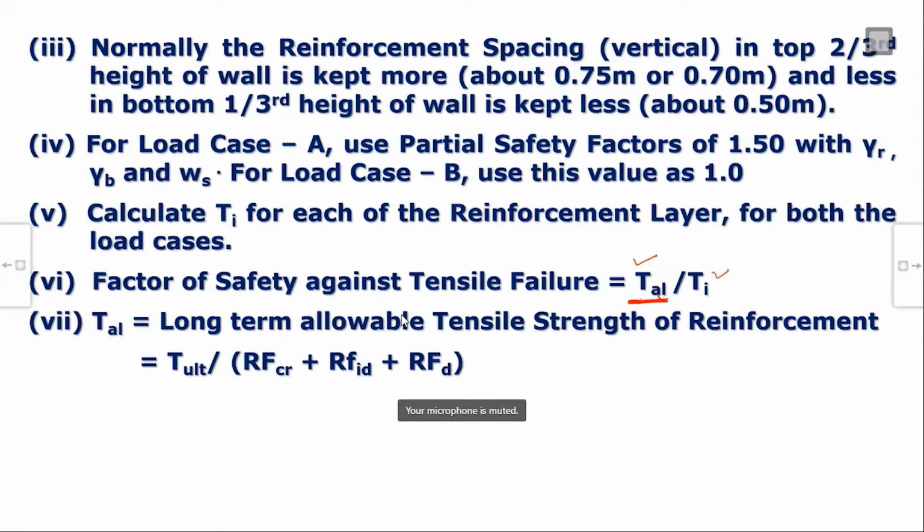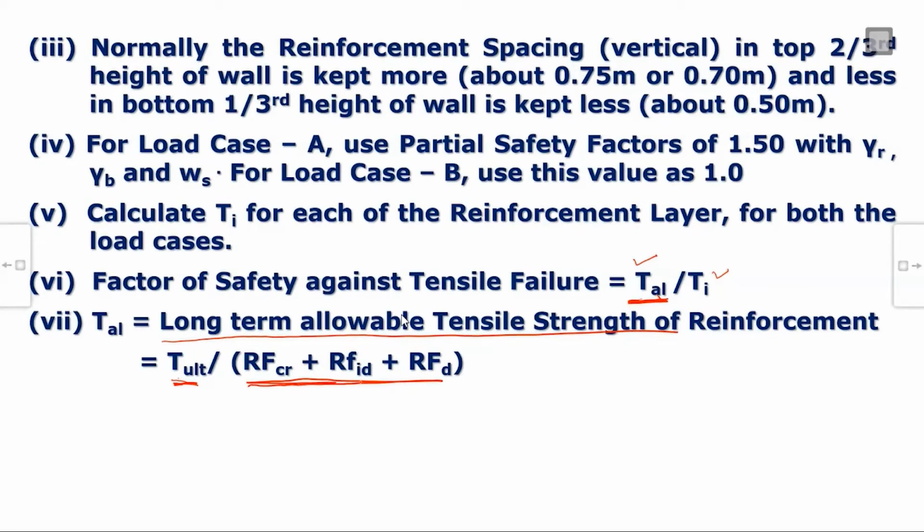And how is this calculated? Long-term allowable tensile strength: ultimate tensile strength is given. Like I have shown you those strips, 50, 80, 90, they are all ultimate tensile strength. Similarly for geogrid also, it is given by manufacturers. This is the main parameter. Then you divide them by the product of 3 reduction factors.